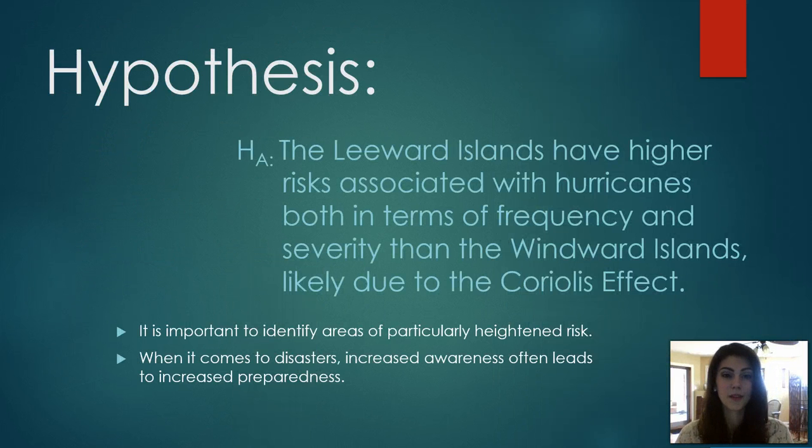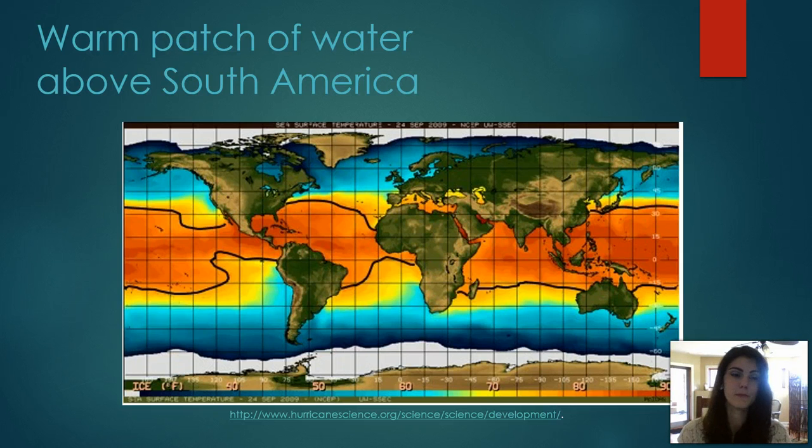So, my hypothesis. I hypothesize that the Leeward Islands have a higher risk associated with hurricanes, both in terms of frequency and severity, than the Windward Islands. And I hypothesize that this is likely due to the Coriolis effect. It's important to identify areas of particularly heightened risk because when it comes to disasters, increased awareness often leads to increased preparedness, which is important.